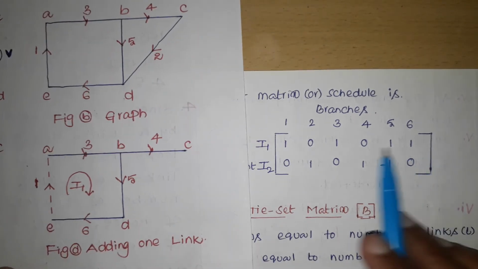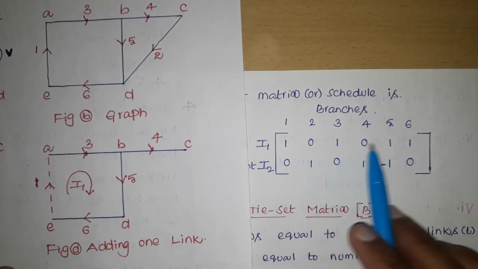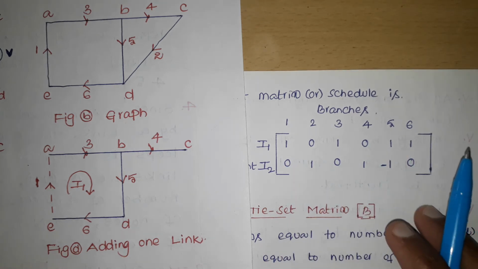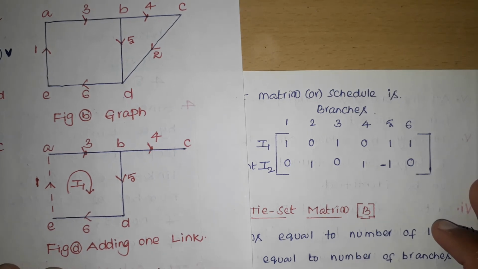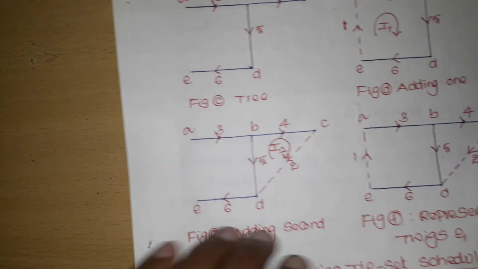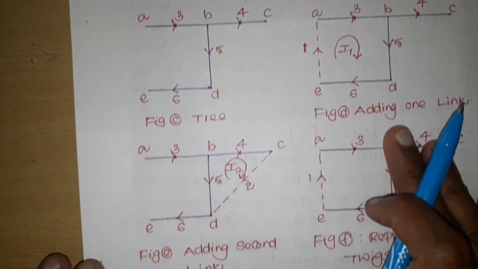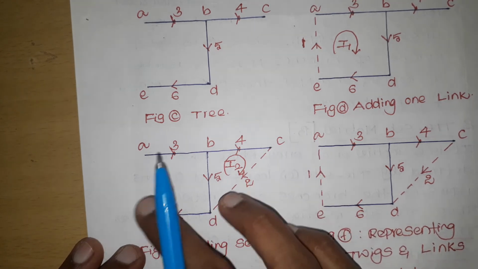So that's why we have to take positive plus ones for all of 1, 3, 4, 5, 6. We have to take plus ones. So this is how you have to fill the rows of a tie-set matrix. Now let us add link 2. So before adding link 2, you have to remove link 1.